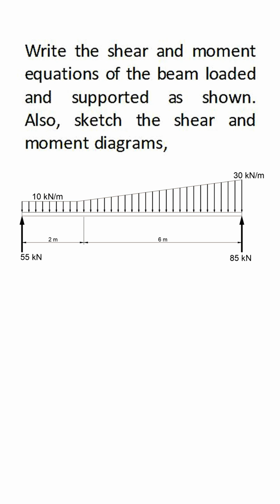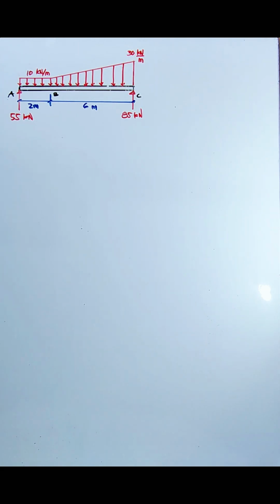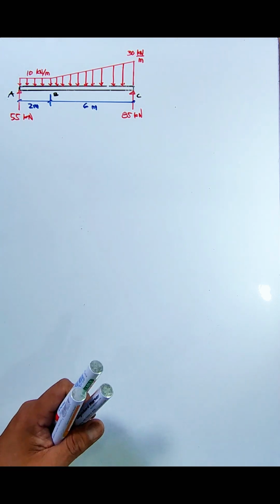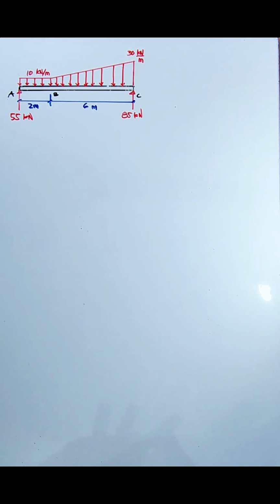Write the shear and moment equations of the beam supported and loaded as shown. Also sketch the shear and moment diagrams. Okay, so we have here a simply supported beam carrying a combination of a uniformly distributed load, that's 10 kilonewton per meter, and a uniformly varying load starting from 10 kilonewton per meter up to 30 kilonewton per meter. The reactions are already solved. That's 55 kilonewton on the left and 85 kilonewton on the right end.